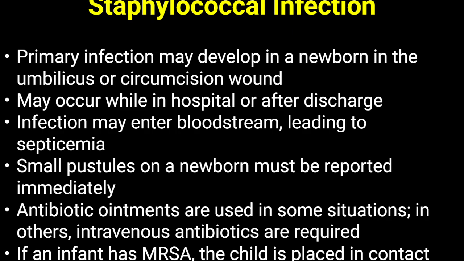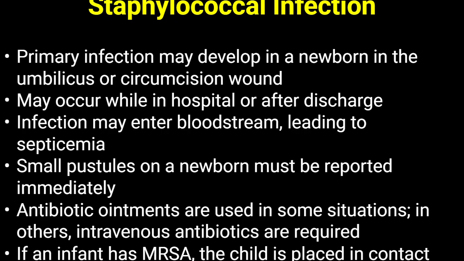One of the most important bacterial skin infections seen in newborns is a staphylococcal infection, most commonly caused by Staphylococcus aureus. Because newborns have immature immune systems, these infections can spread rapidly if they are not recognized and treated early. The slide notes that the infection often begins at the umbilical stump or the circumcision site. These areas create small breaks in the skin that allow bacteria to enter the body.